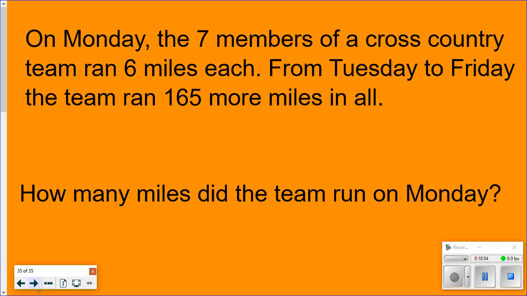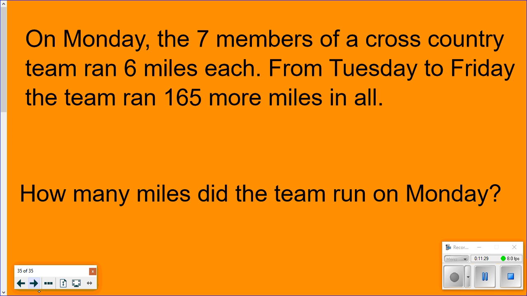I'm not a fan. I don't pick up my feet, so that's just a recipe for me to fall down. But pretty cool. They also run a really long way. This is long distance running. They ran 6 miles in one day. So on Monday, the 7 members of a cross-country team ran 6 miles each. From Tuesday to Friday, the team ran 165 more miles in all.